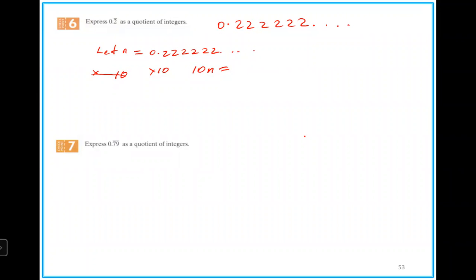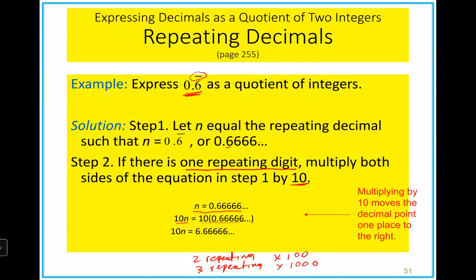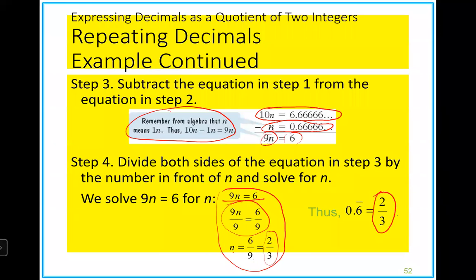2.2222. So the first step is to let n be that. Second step, because we're only repeating 1 digit, we're going to multiply by 10. Now for the third step, let's go back and see what the third step is. What's the third step? Subtract. Okay, so we're going to do the subtraction now.